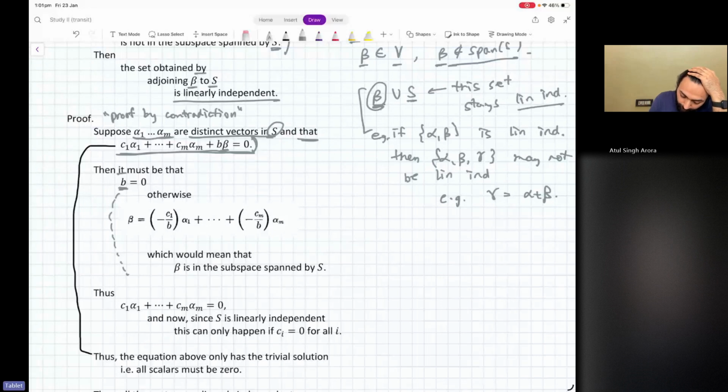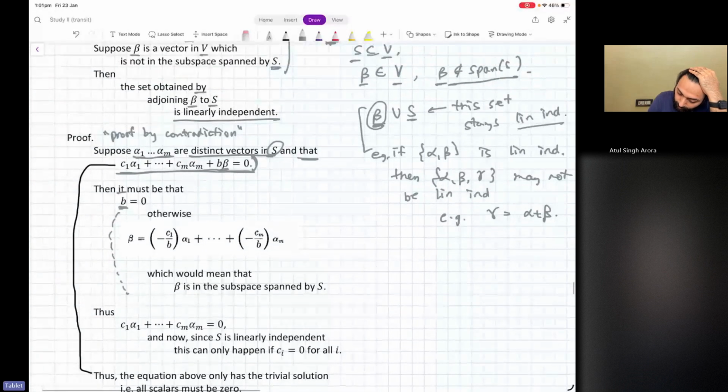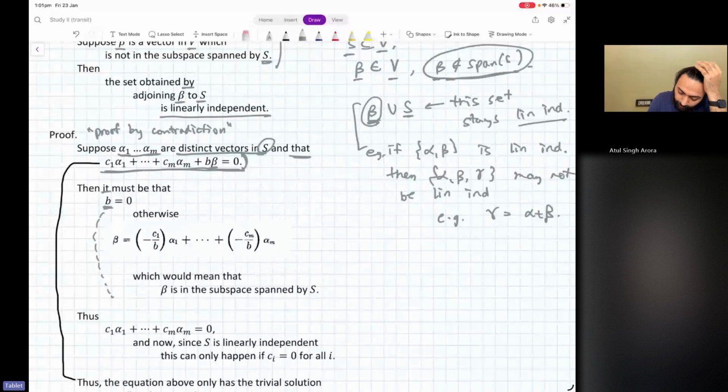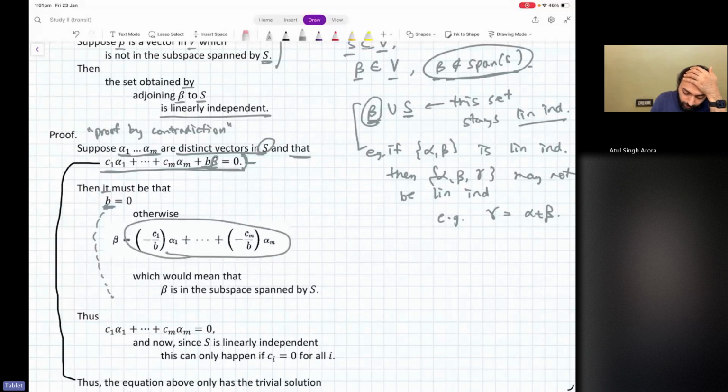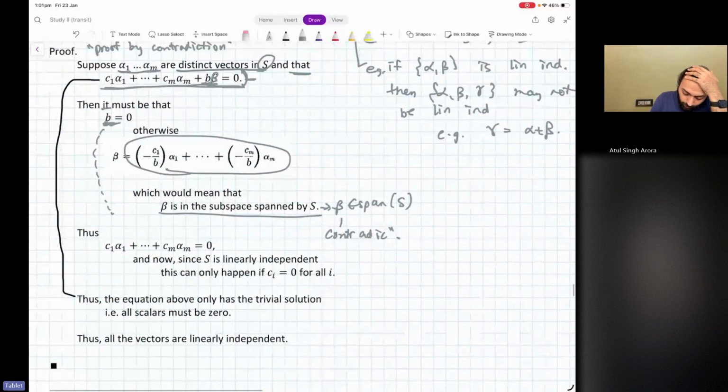Exactly, right? So we basically assumed that beta does not belong to the span of S, right? But if B was not 0, this equation would allow us to write beta as a linear combination of alphas, right? Which is what this object is doing. Okay, and then this would imply that beta is in the subspace, right? It would imply that beta is in span of S, which we know is false, but that is a contradiction. Okay, so it cannot be that beta is non-zero. So then beta has to be 0.